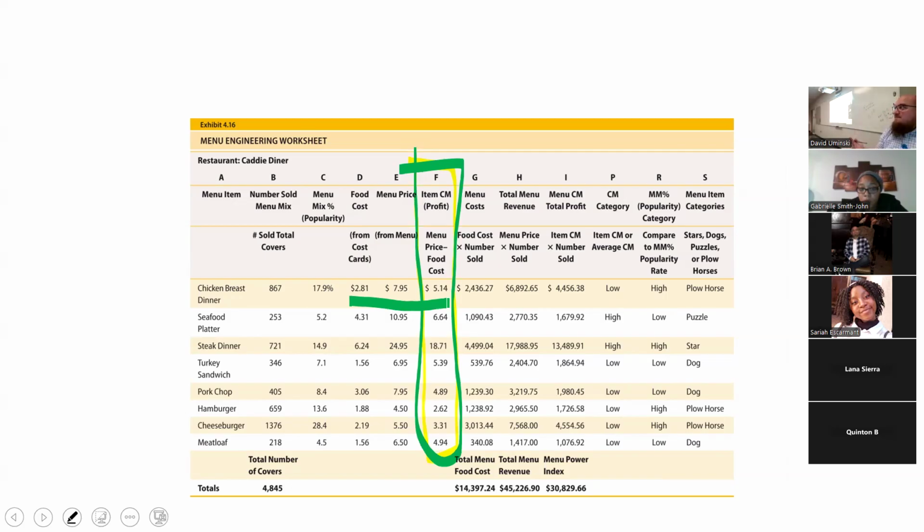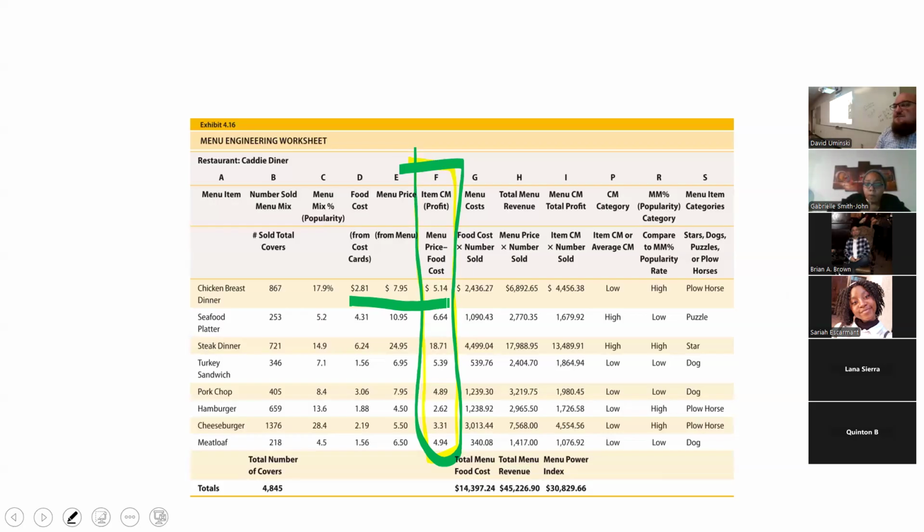So $7.95 minus $2.81 is $5.14. Okay, we're gonna get practice with this in our activity, but I'm introducing the concept right now. Now, number 9 on our notes page, to find the average contribution margin, we need to first add up all of our contribution margins, right?